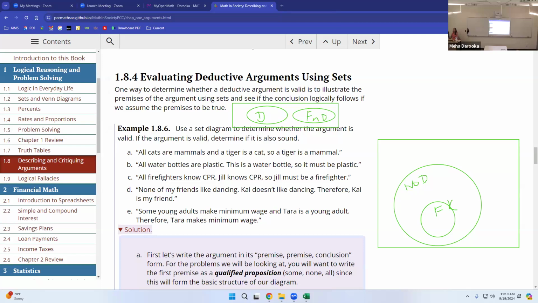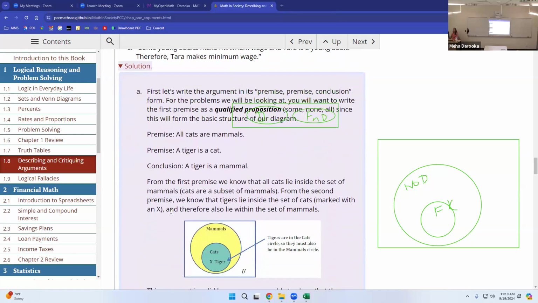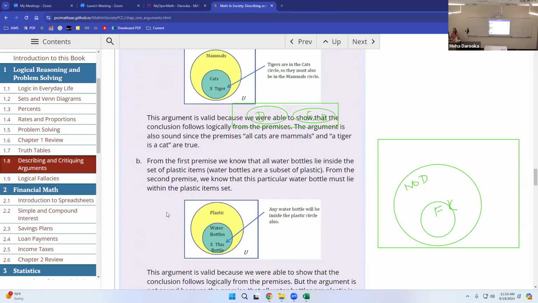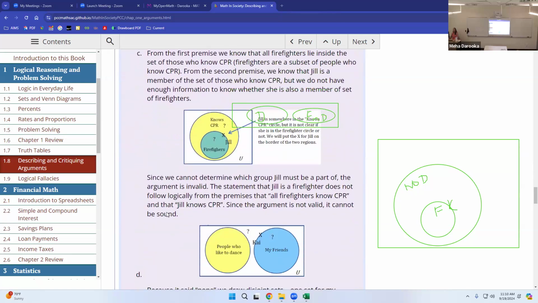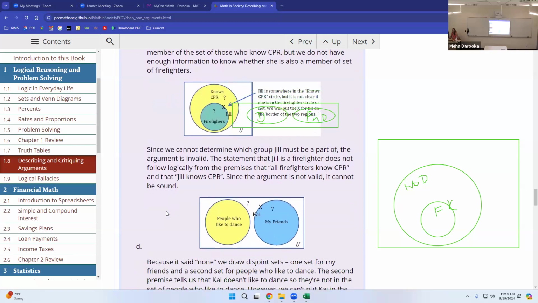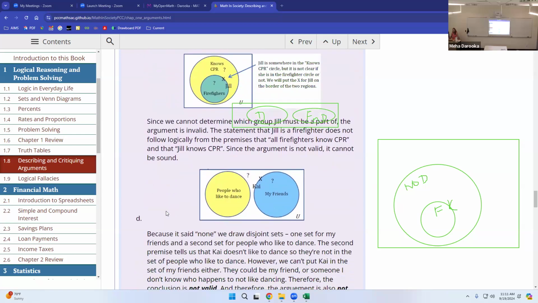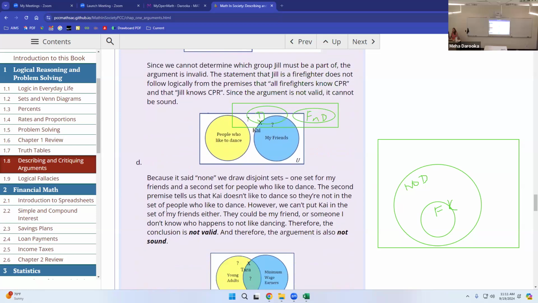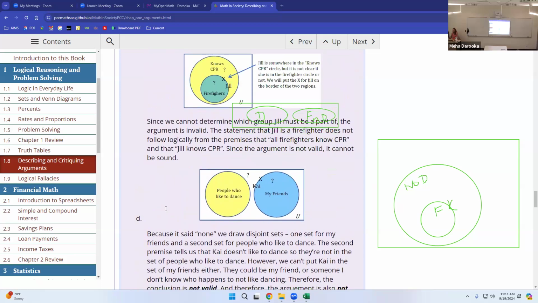That means not even one of the people that are friends with him like dancing. That means all of his friends do not like dancing. It's just more and more negations on top of each other. Yep, pretty much. All right, let's take a look at the next one.